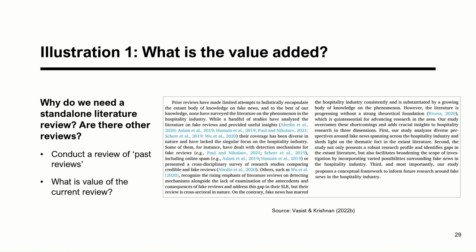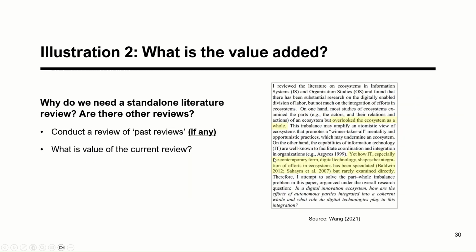Moving on, what is the need for a standalone literature review? So what is the value that you are bringing in through this review? For this to be absolutely strong, you must have a good sense of what has happened in the past reviews. So conduct a review of the past reviews and then call out the value of a current review. Now, I would like you to pay attention to some of these highlighted words, right? So they say here that the past reviews have overlooked the ecosystem as a whole, and they then substantiate the value of the current review.